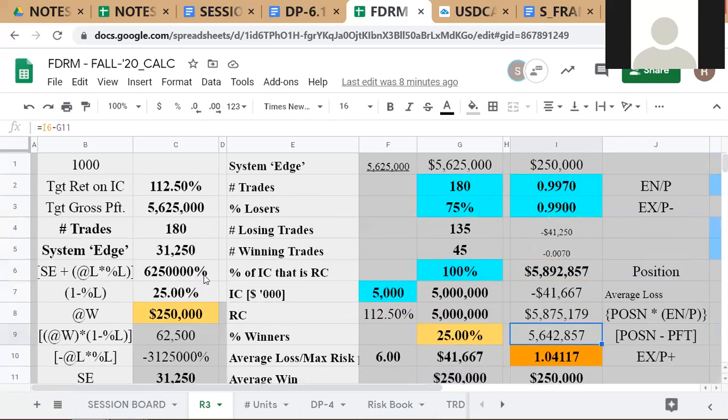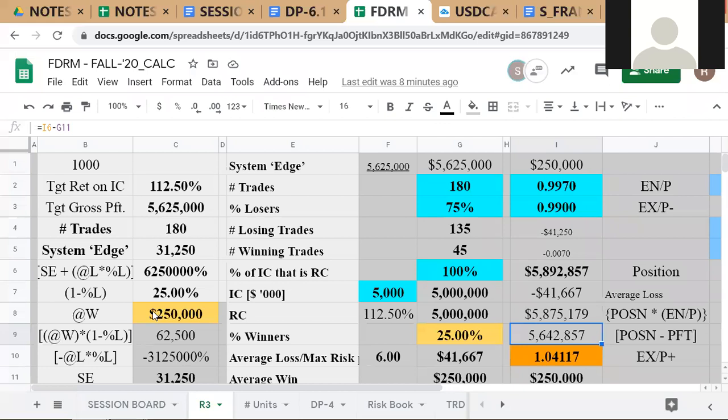You started from this. The investor is telling you, I need this return. And you know that he has given you 5 million as the invested capital. Well, if he wants this return, that means I have to produce a gross profit of this, which means my system edge has to be this, given I have 180 trades. If my system edge has to be this, then what has to be my average win? My average win has to be 250,000.